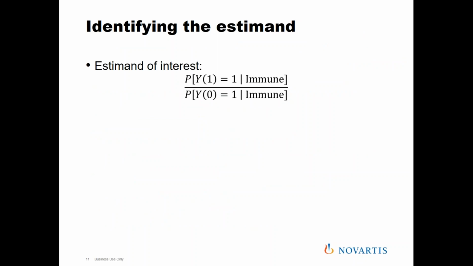Now let's see what we can do about the estimand itself, which you recall is the risk ratio: the probability of experiencing the outcome if treated in the immune population, divided by the probability of experiencing the outcome if not treated in the immune population.